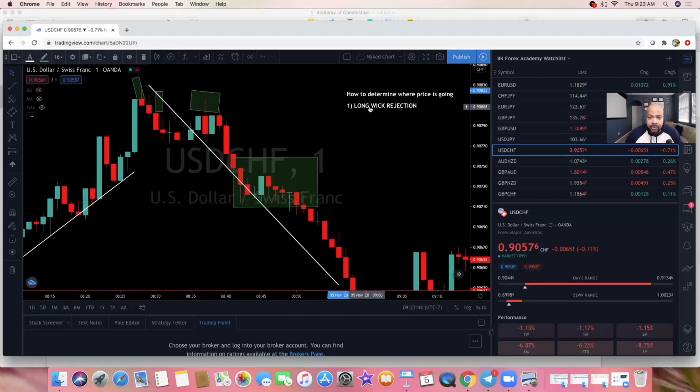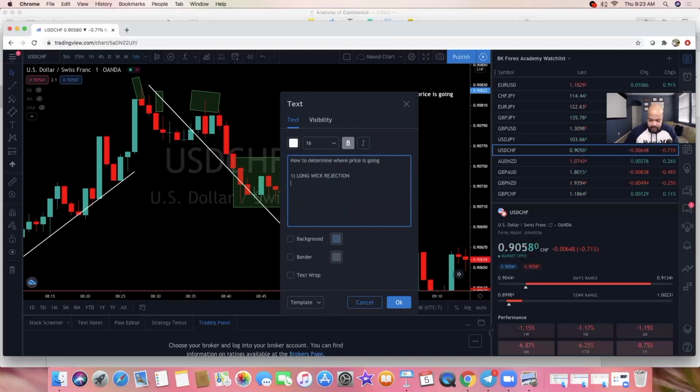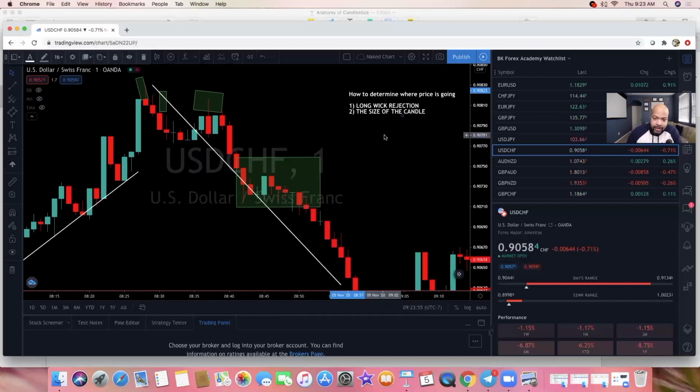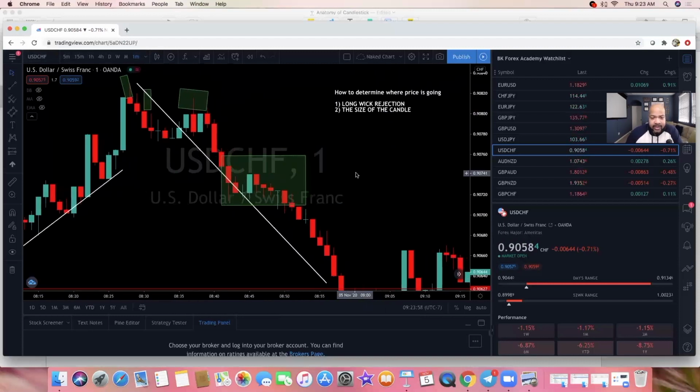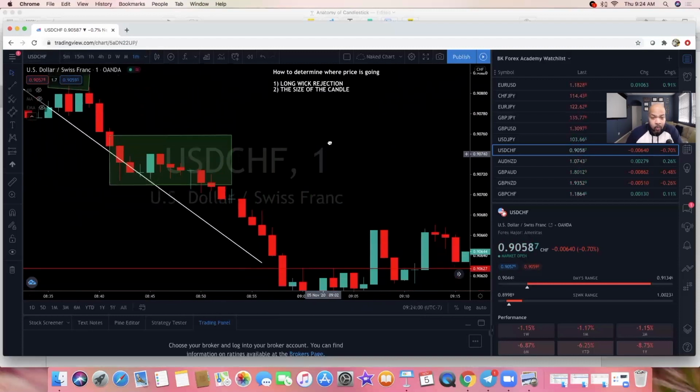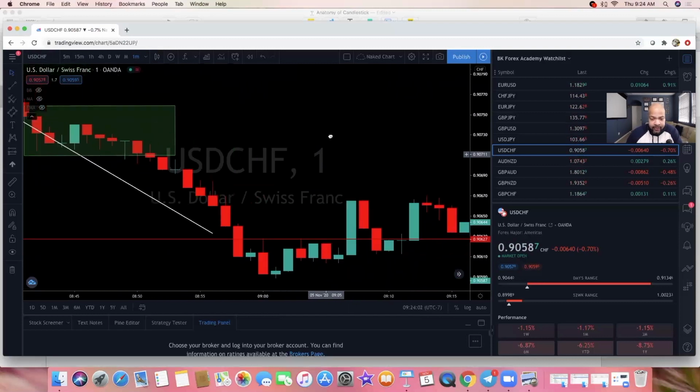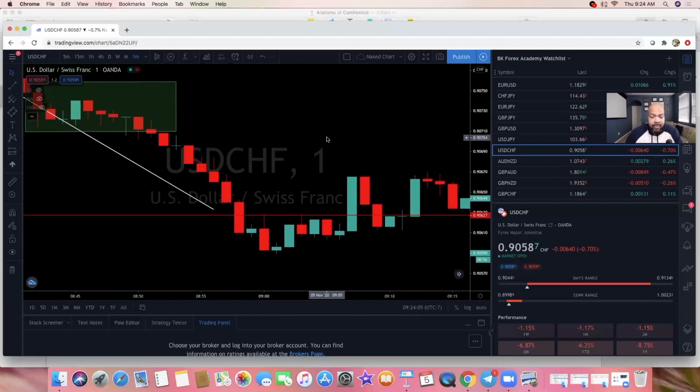And then number two, we're going to put the size of the candle. Okay. So take notes. The size of the candle typically lets us know which way price is going. So if a candle is getting smaller and smaller, that means that buyers or sellers, whichever way the direction of the candle is going, is starting to lose steam, and the other is starting to take over.